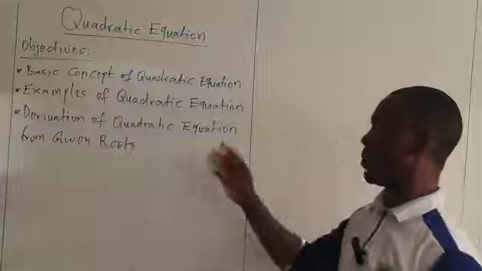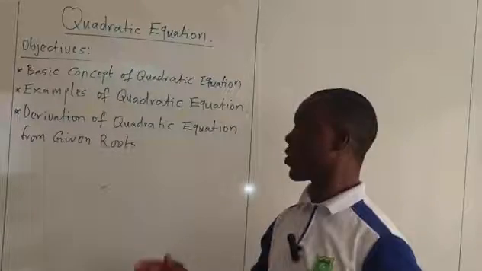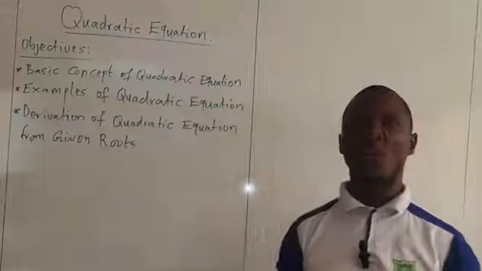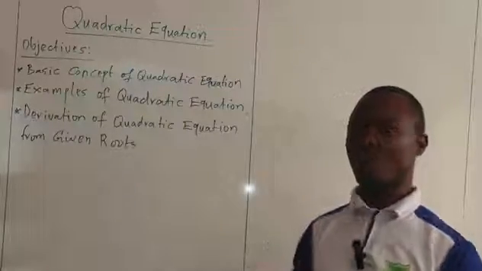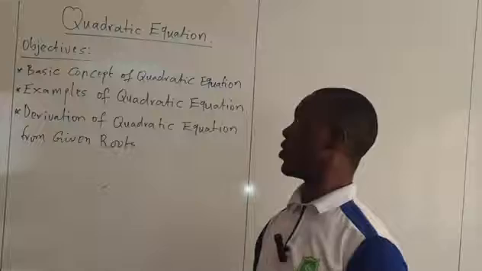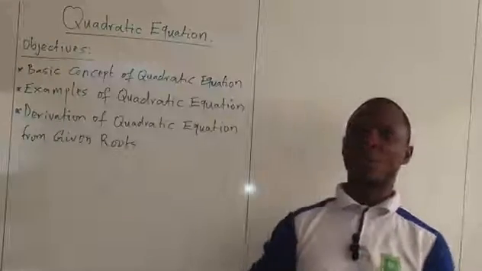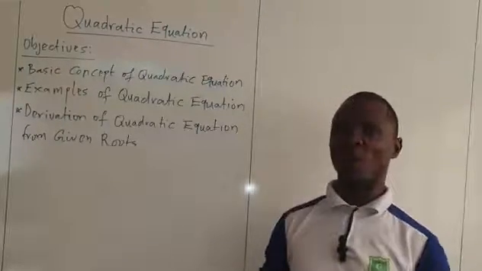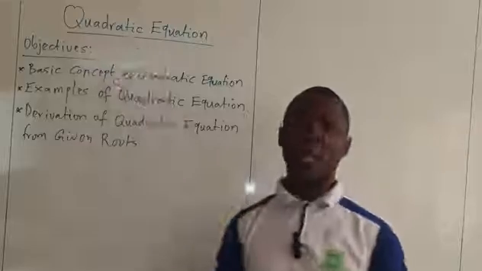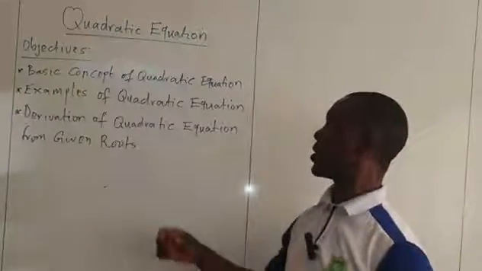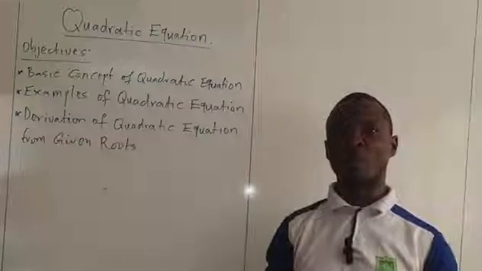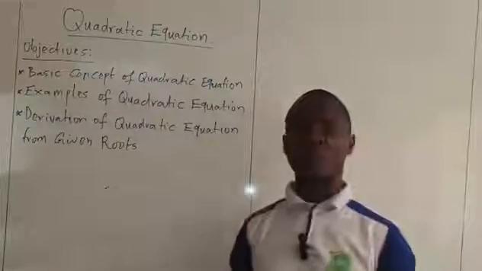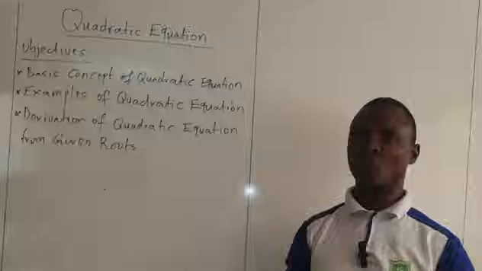So the first one, the basic concept. If I say quadratic equation, as you know, we have different types of equation. We have linear equations, quadratic equations, simultaneous equations, and so on. But today, we are going to be looking at quadratic. From the name, quadratic means a polynomial of degree 2.